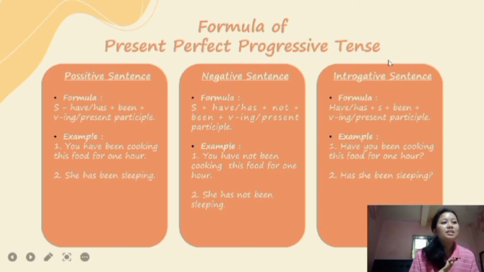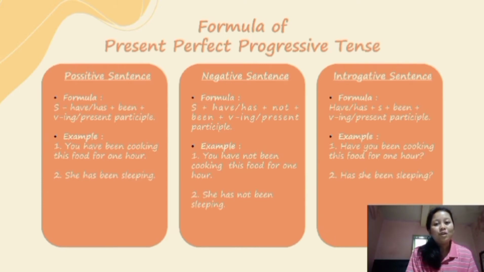Then the third sentence is the interrogative sentence. Interrogative sentence has the same meaning as question. So the formula is have or has plus subject plus been plus verb ing. And the examples are: have you been cooking this food for 1 hour? And the second example is: has she been sleeping?